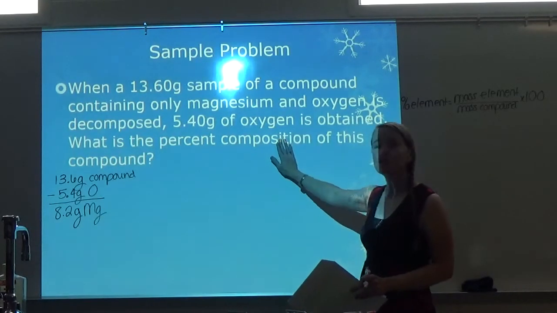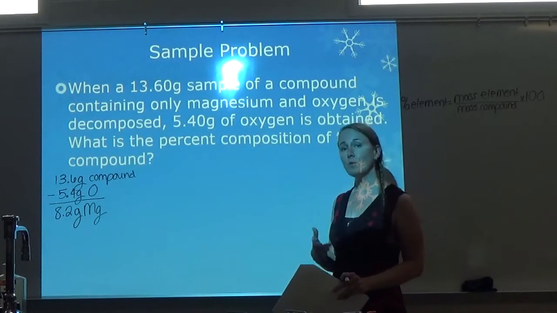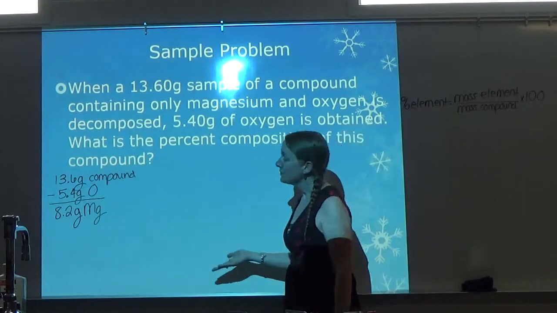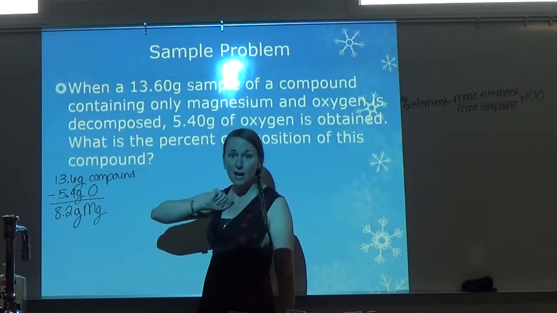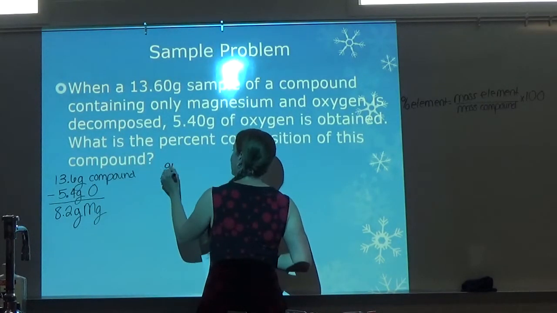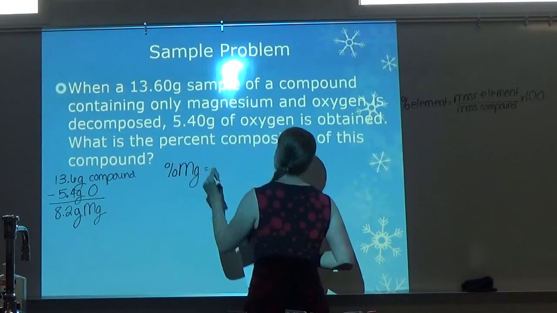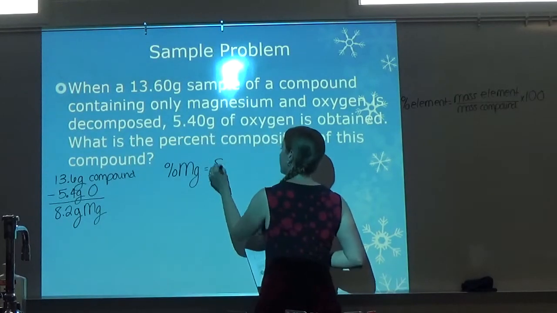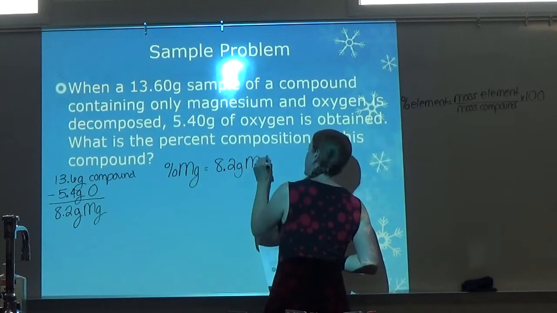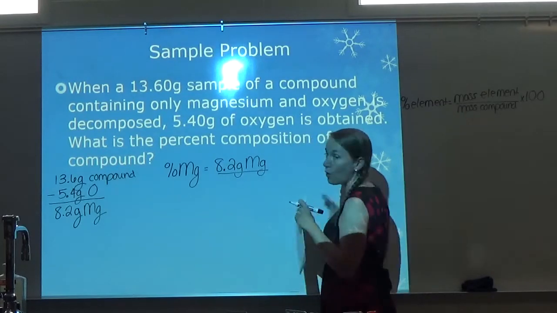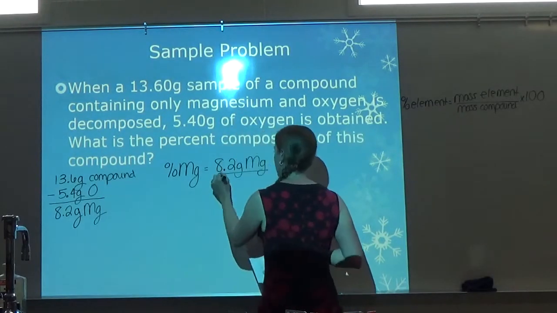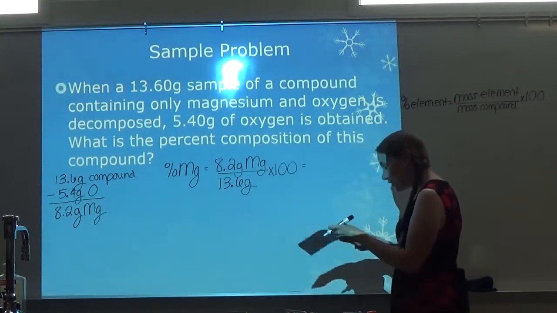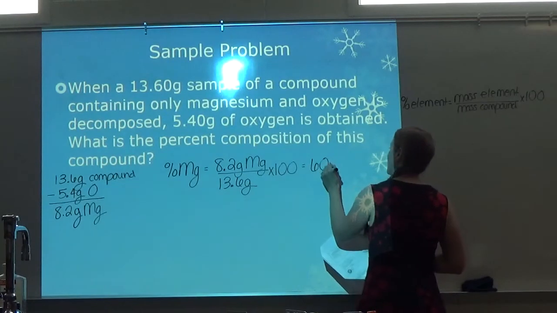Now for percent composition, unless it specifies which element it wants, you need to do this formula for each element in the problem. So in this case, I have some magnesium and I have some oxygen. Okay, so I'm just going to start with magnesium. So my percent of magnesium is mass of just the magnesium, so that's 8.2 grams, over the mass of the whole compound, which is 13.6 grams, and then times 100. So once I do that, I end up getting about 60.3.